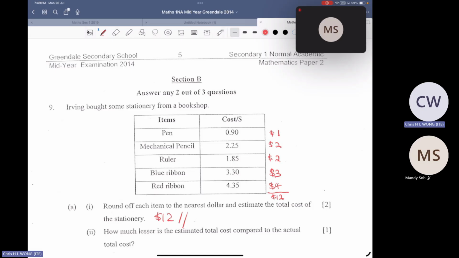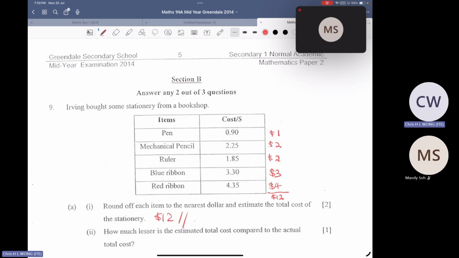Now, how much lesser is the estimated total cost compared to the actual total cost? What do you do? Calculate the actual. Minus 12, the estimate. That's the answer. How much lesser? Get the total cost minus $12 estimated. That's how much lesser, compared to the actual cost.